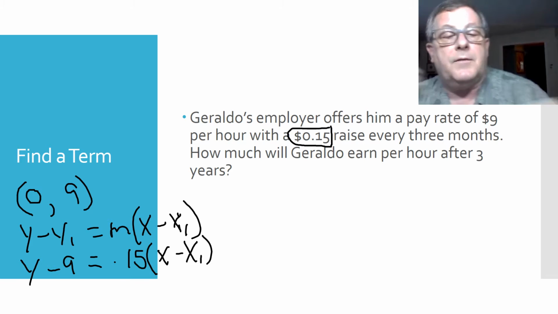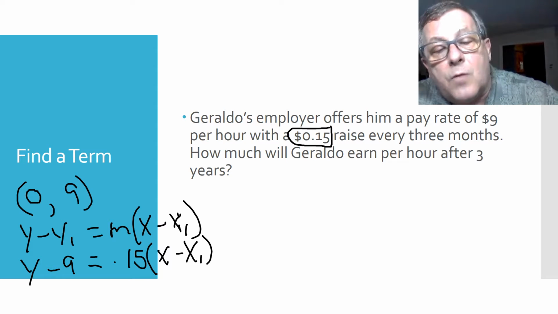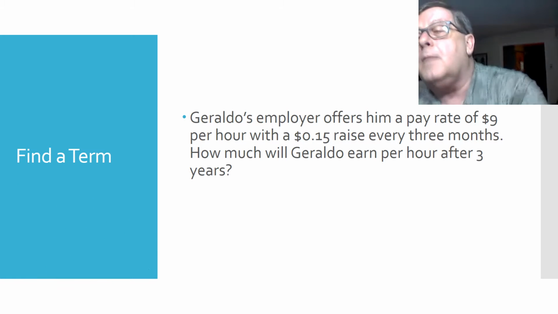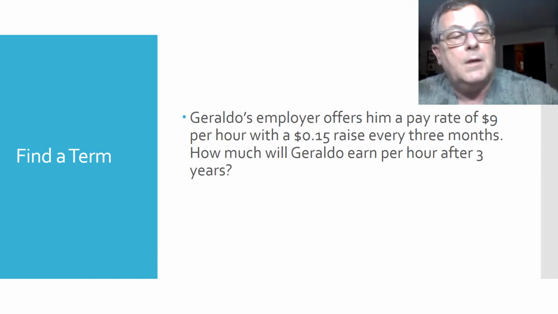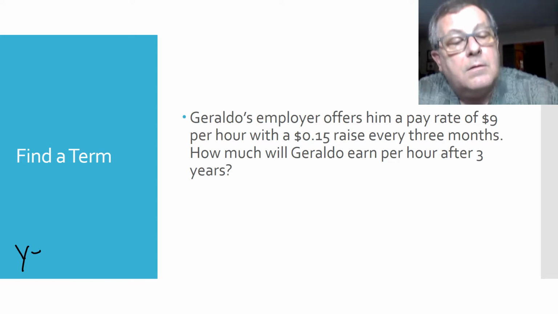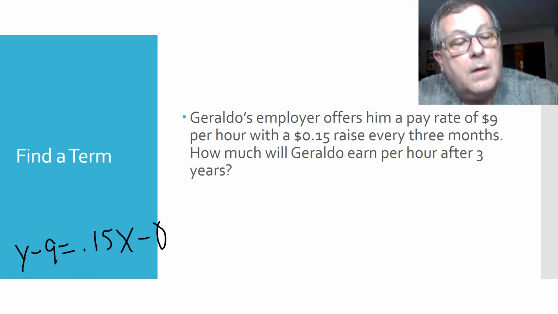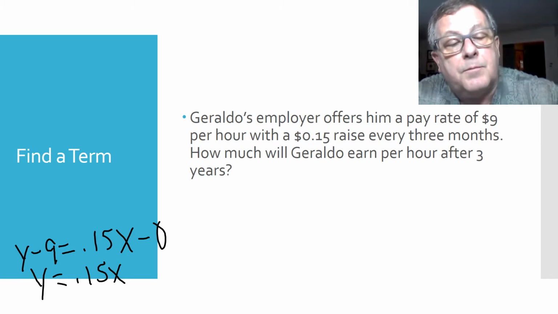Let me see. I think it's going to probably erase the whole thing. I'm going to try to just write over that 0. All right, so then we got Y minus 9 equals 0.15 X minus 0. And so Y is going to equal 0.15 X plus 9.